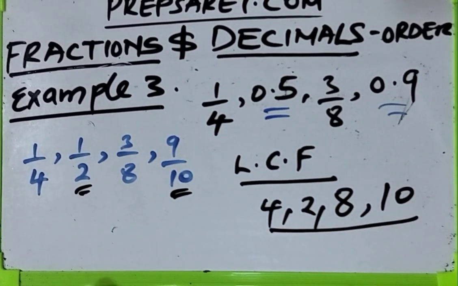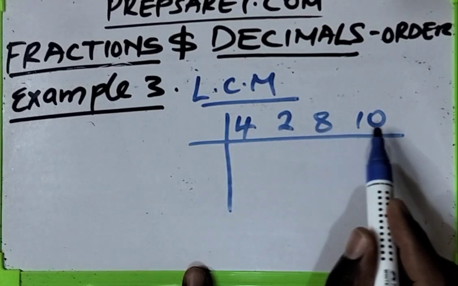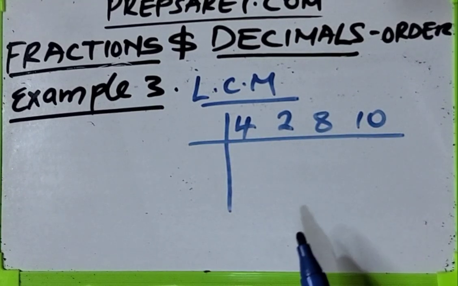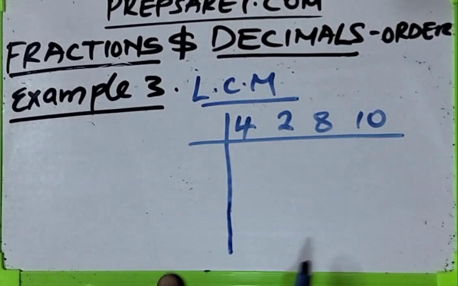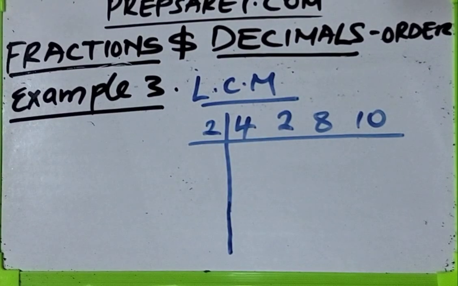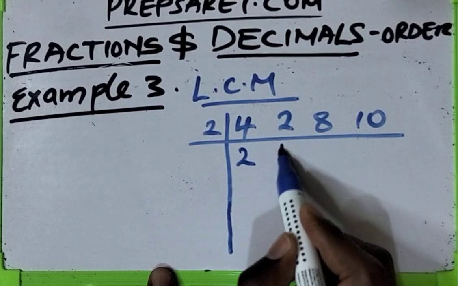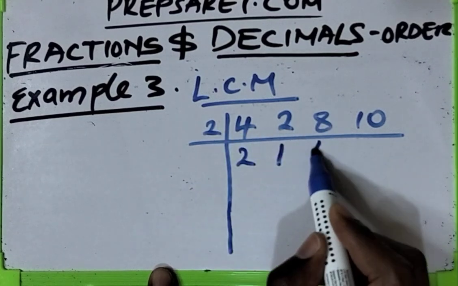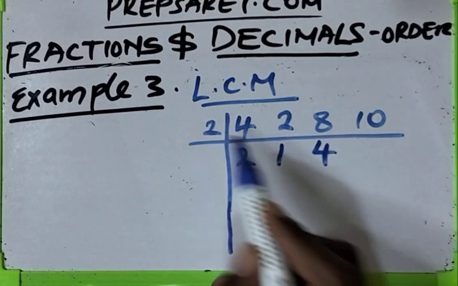The procedure is the one that I showed you. Now the LCM of 4, 2, 8, and 10, those are the denominators of the fractions that we have, shall have this vertical line here and the horizontal one. We start from the smallest, which is 2. 4 divided by 2 is 2, 2 divided by 2 is 1, 8 divided by 2 is 4. I think I showed you this in the first example. And then 10 divided by 2 is 5.